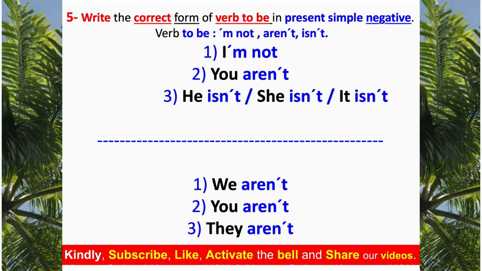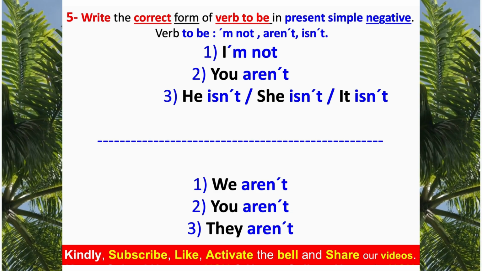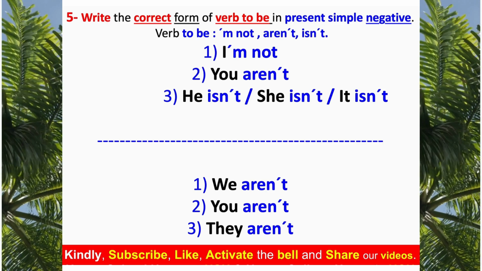So try to learn from the very beginning the short form, because we use it most of the time in writing and in speaking. The long form, we use it just in writing. We don't use it in speaking. In speaking, you shouldn't say you are not, he is not, she is not, no. So better to use the short form. So this is the negative form of verb to be in present simple. I am not, you aren't, he isn't, she isn't, it isn't, we aren't, you aren't, they aren't.